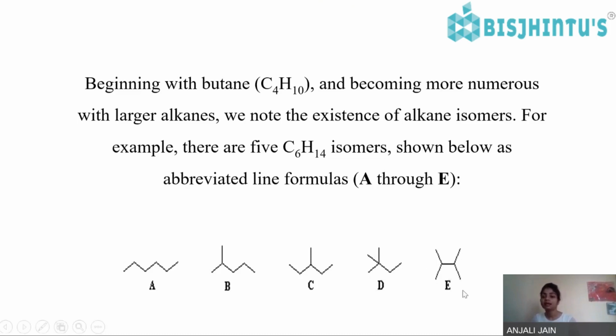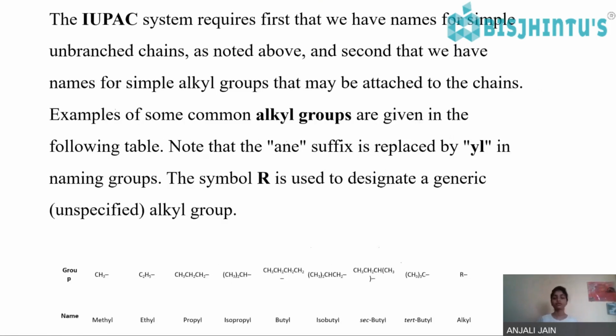And here in the E structure, we name it starting the numbering from here: 1, 2, 3, and 4. So at 2, 3, there are 2 methyl substitutions. In the D structure, we number 1, 2, 3, and 4, and at the second position, 2 methyl substitutions are there. So the IUPAC system requires first that we have names for multiple structures, like unbranched chains and branched chains.